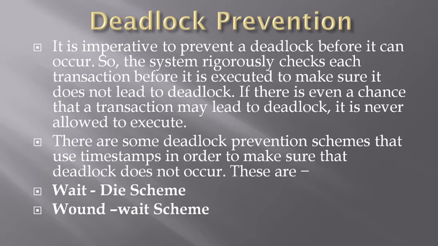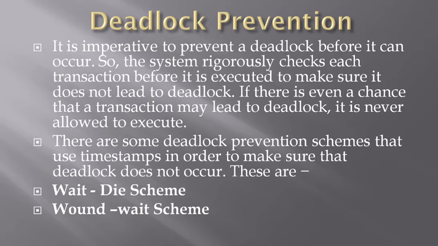Next, the better way is deadlock prevention. Our transactions should not enter into a deadlock, so we have to write the program accordingly, or otherwise share the resources. That is deadlock prevention. It is imperative to prevent the deadlock before it can occur. That is a good condition. The system rigorously checks each transaction before it is executed to make sure it does not lead to a deadlock. If there is even a chance that a transaction may lead to a deadlock, it is never allowed to execute.